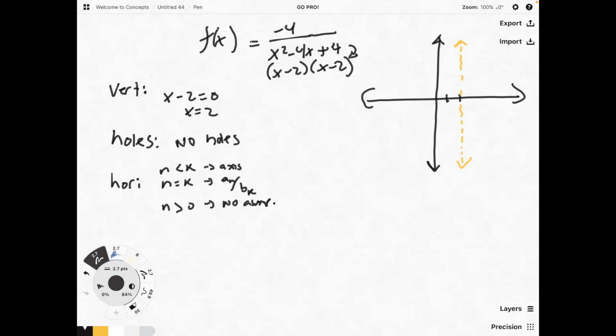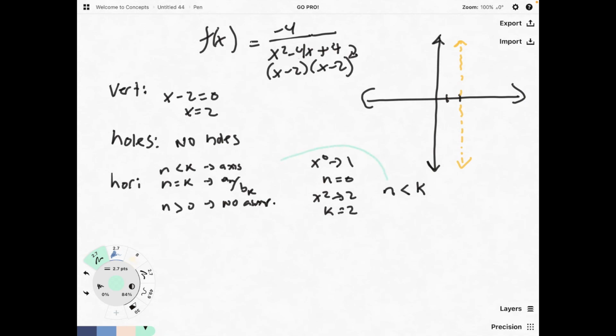In this case, we see that we have an x to the 0 in the numerator because x to the 0 is equal to 1. And so n is equal to 0. And in our denominator, we have that x squared, which has a degree of 2. And that means k is equal to 2. So we have n less than k, which follows our first rule, which says that the x-axis is going to be our horizontal asymptote.